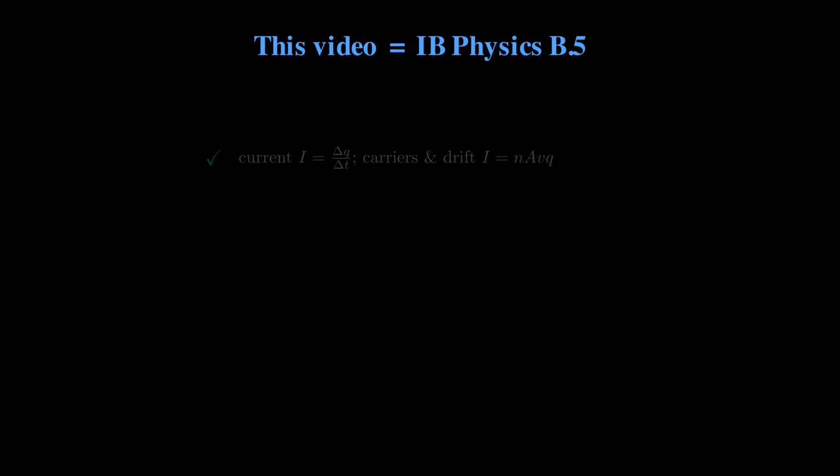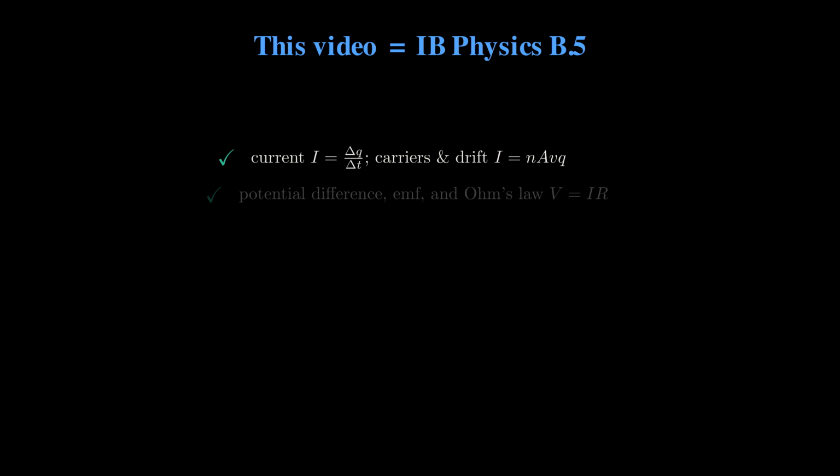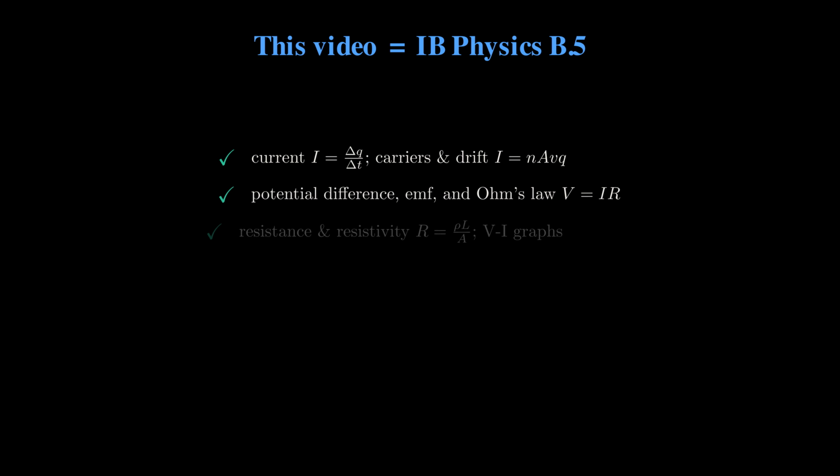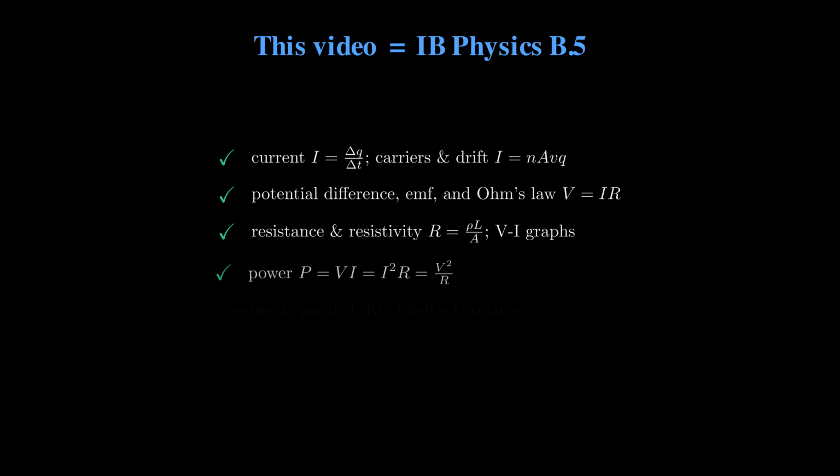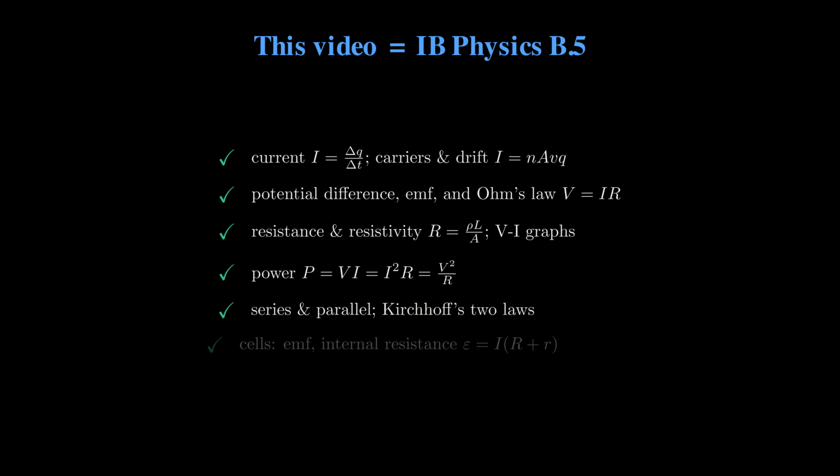Here's exactly what this covers, straight from your syllabus. IB Physics, Theme B, Subtopic 5. Electric current and the drifting charge carriers behind it. Potential difference, electromotive force, and Ohm's law. Resistance and resistivity, and the current voltage graphs for the three standard components. Electrical power in its three forms. Series and parallel combinations, tied together by Kirchhoff's two laws. And real cells with internal resistance.